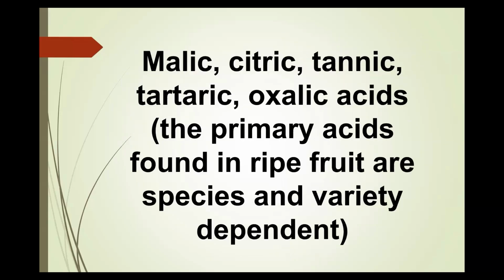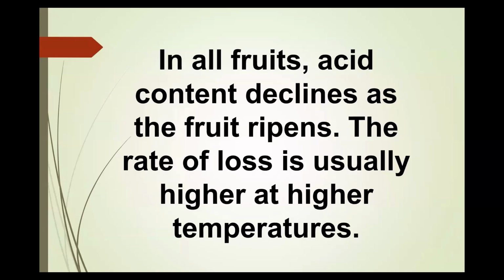Fruits may contain malic, citric, or tannic acids, tartaric acid, which is often found in grapes, and oxalic acid. The primary acids found in ripe fruit is species and variety dependent. In all fruits, acid content declines as the fruit ripens. The rate of loss is usually higher at higher temperatures.